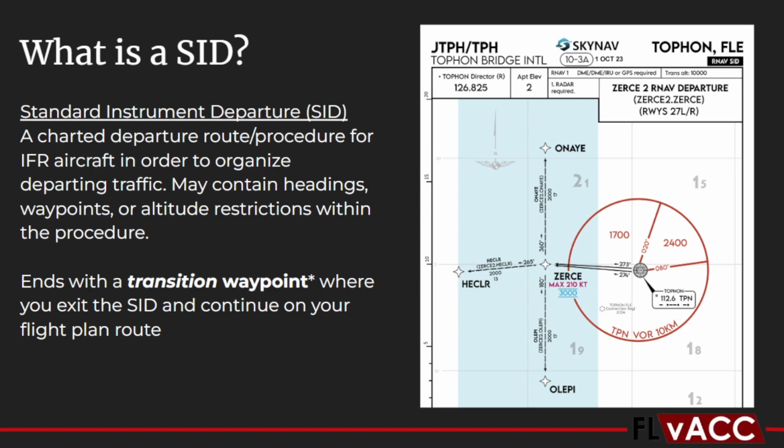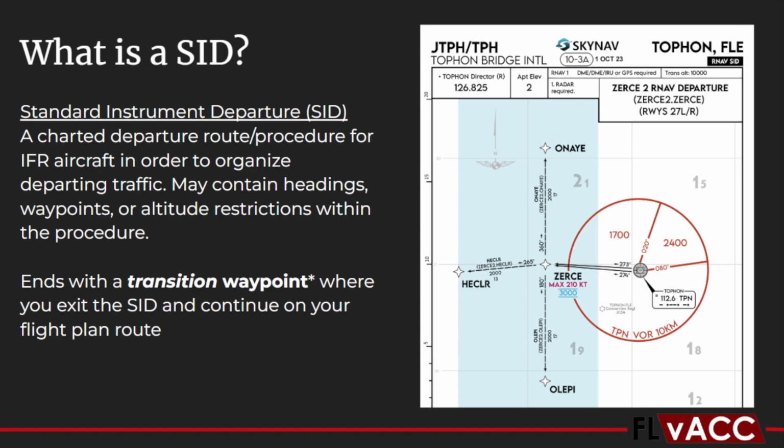First off is a procedure called a Standard Instrument Departure, more commonly abbreviated as a SID. A SID is a charted departure route or procedure that IFR aircraft use to help in organizing the flow of departure traffic. The SID can tell pilots what headings to fly, what waypoints to fly to, and what altitudes and speeds to fly at. Every SID contains another important concept you'll need to know, a transition waypoint.